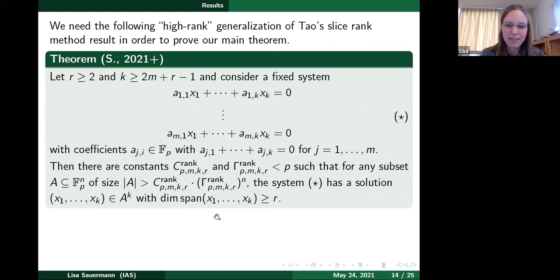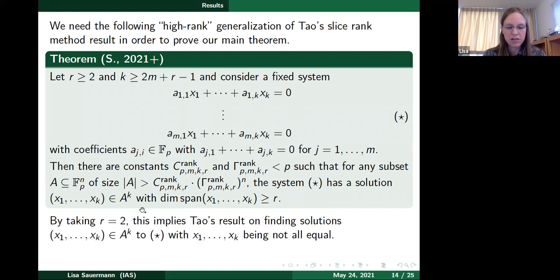Except that we now need k to be large with respect to m and r. So here we fix some r at least 2, where we want the dimension of the span to be at least r, and we take k to be at least 2m plus r minus 1. We again consider such a system of equations with coefficients in F_p, so that for each equation the coefficients sum up to 0. And then we say that for every set A which is large enough, where large enough again means of size at least c times gamma to the n for some fixed gamma strictly smaller than p, the system must have a solution in A where the dimension of the span of x1 to xk is at least r.